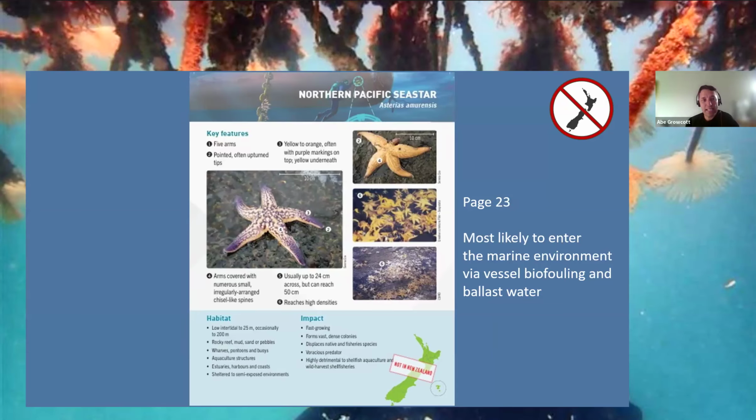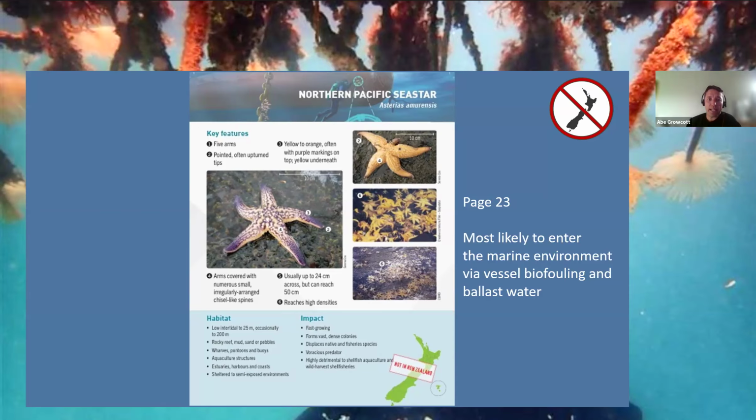The Northern Pacific sea star. This is one we're on the lookout for. This species is present in Australia, so it's actually not far away. It's quite a big sea star, it can get to dinner plate size. Key diagnostic features are that it has 5 arms, and at the end of each arm they're pointed and often upturned, so they turn up.